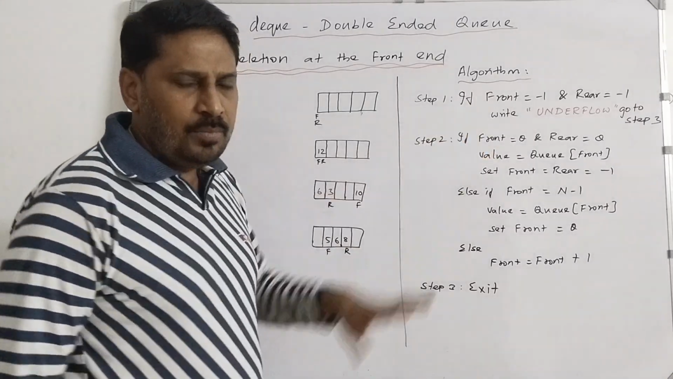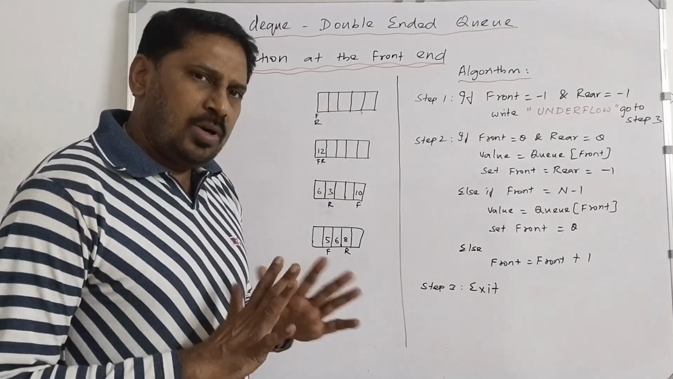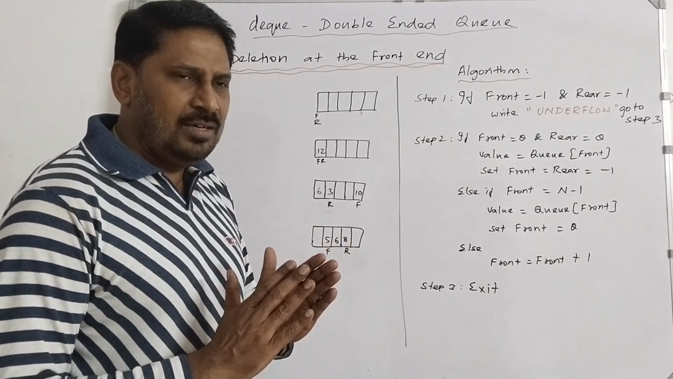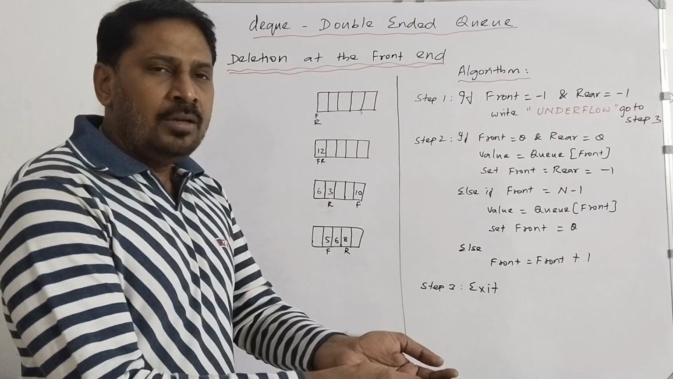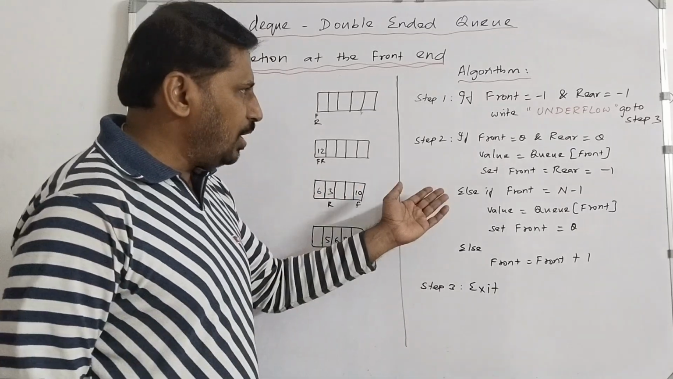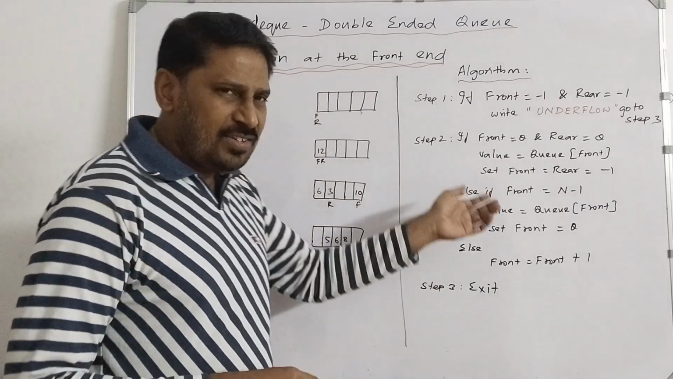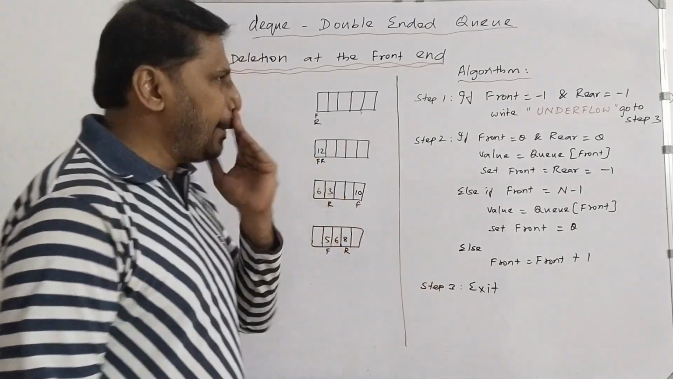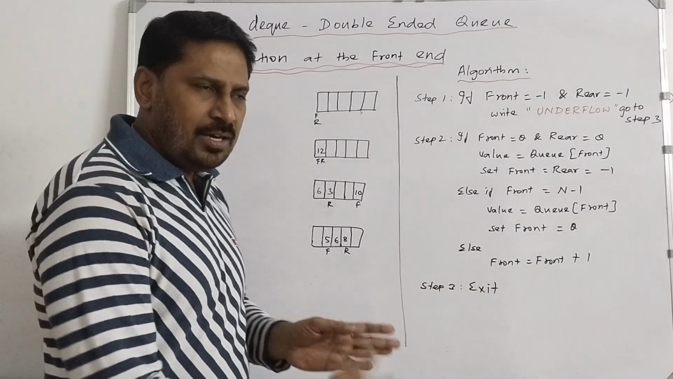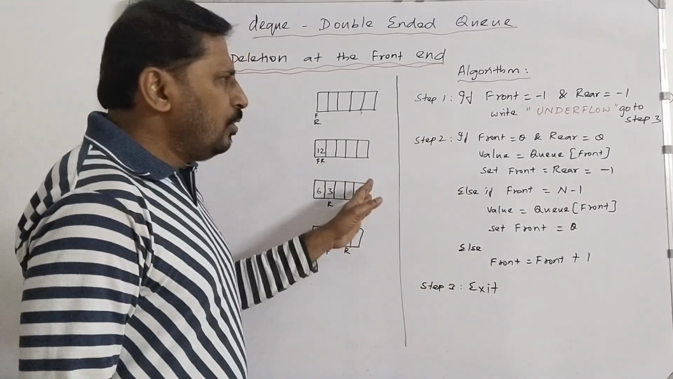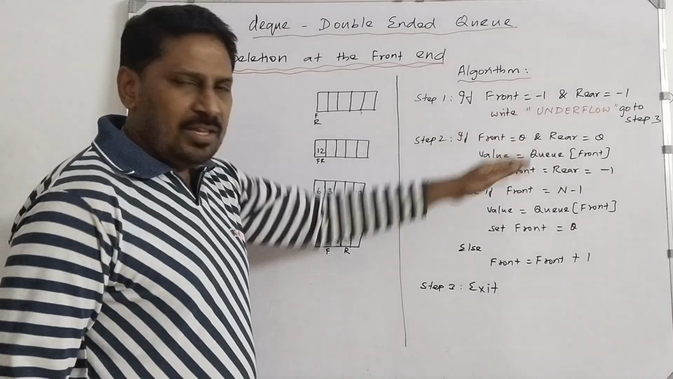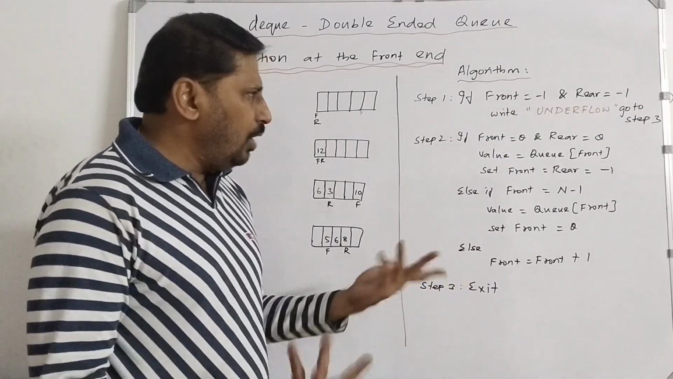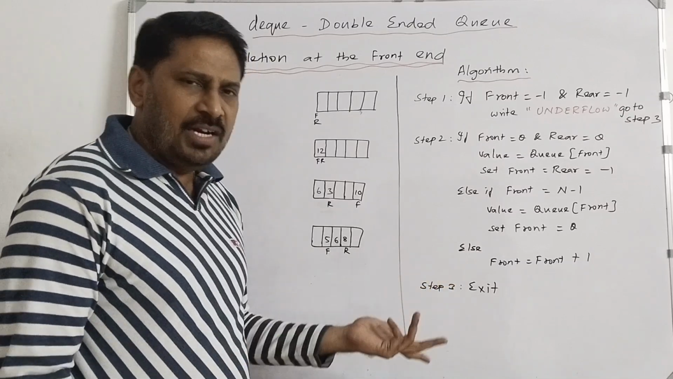So what is the first step in every deletion? Whatever the deletion case, we have to check whether there is at least one element in the particular data structure. Here, as far as the queue is concerned, the queue must have at least one element. Only then are we able to execute the delete. Whether it is a front end deletion or a rear end deletion, we first check whether the queue has some element or not. If the queue is empty, we are unable to delete any element.